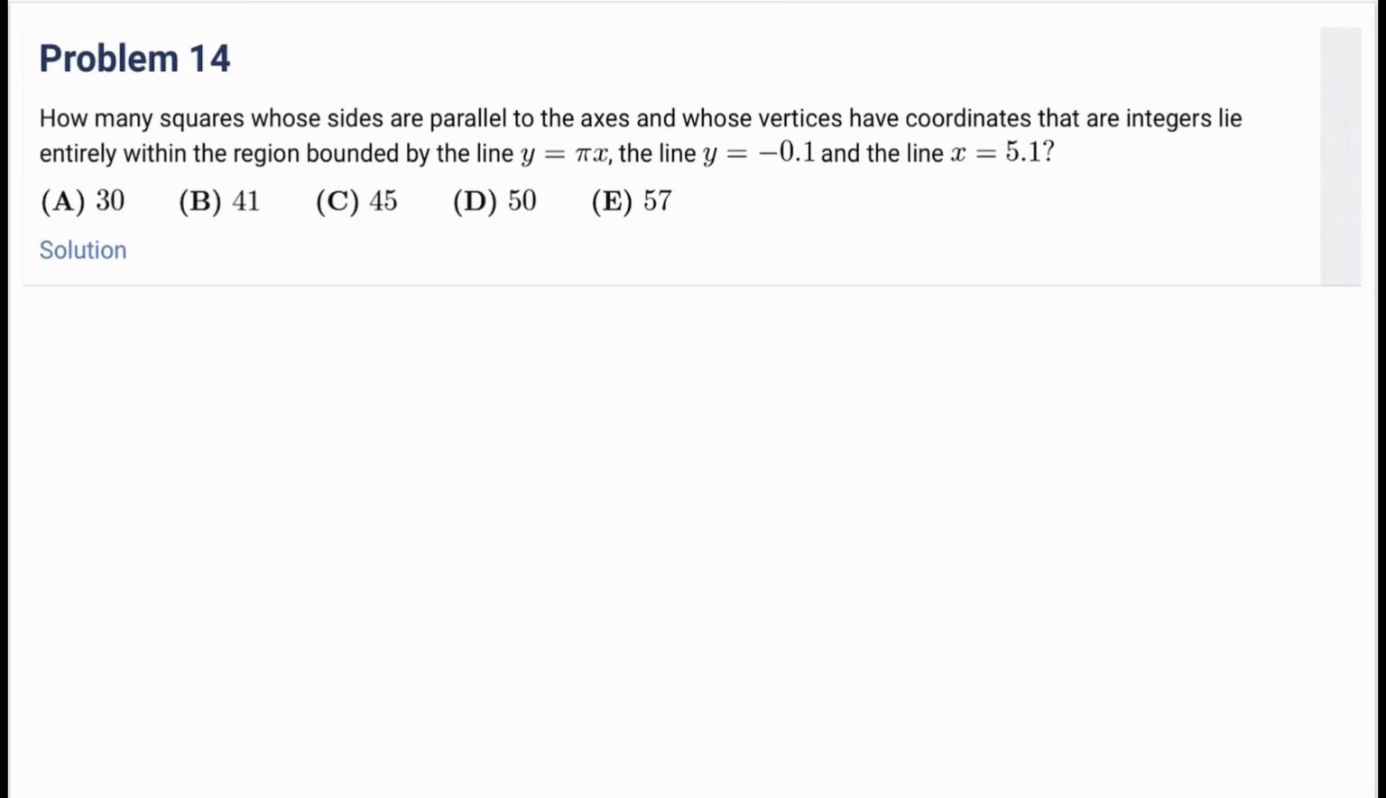Number 14. How many squares whose sides are parallel to the axis and whose vertices have coordinates that are integers lie entirely within the region bounded by the line y equals pi x, the line y equals negative 0.1, and the line x equals 5.1? Okay, so let's try to do this in a coordinate grid.